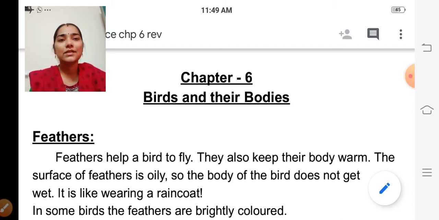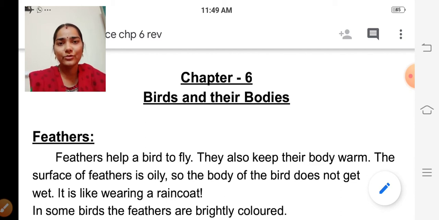What is the title of the chapter? Birds and their bodies. So in this chapter we are going to learn about birds. Do you know how birds fly?